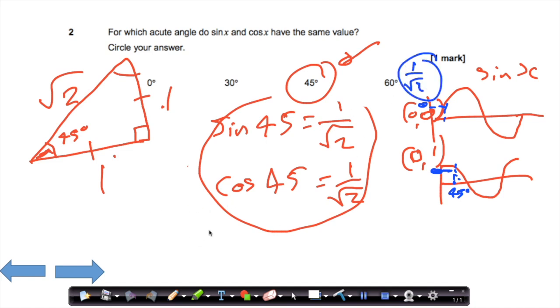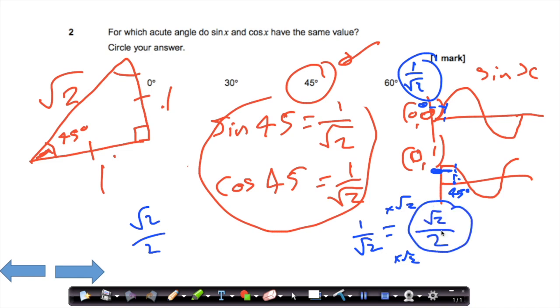On your calculator, you might notice that when you type in sin 45, you actually get root 2 over 2. That is because if you rationalize the denominator, so if we simplify this by multiplying by root 2 on top and bottom, 1 times root 2 is root 2, root 2 times root 2 is 2. So you will see on your calculator it's actually already simplified it to root 2 over 2, but it is the same as 1 over root 2, it's just that the calculator has rationalized the denominator for us.